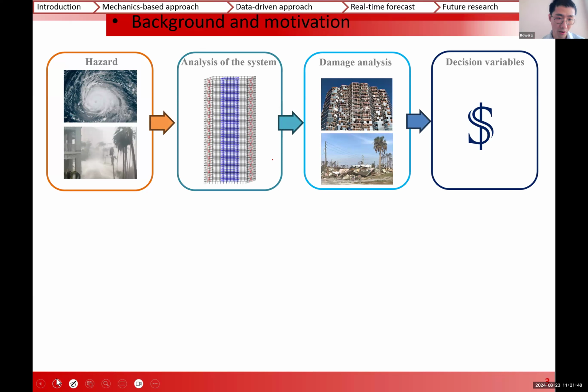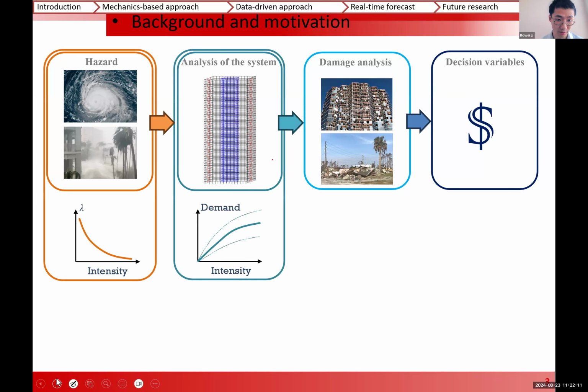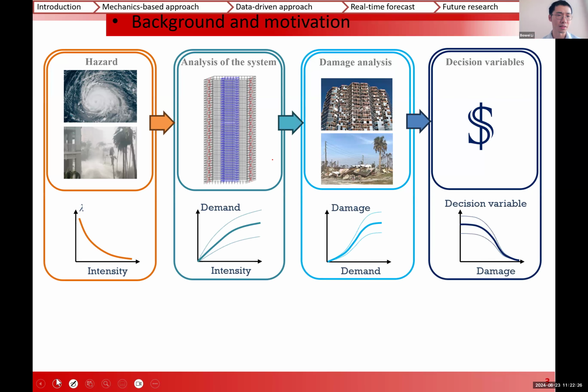But regarding the hazard, for example, we roughly know when, but we don't know exactly when the next hurricane will come, and we don't know how intense it will be. So there's uncertainty associated with the hazard. Also, we have a rough idea about the structural system, but there's still uncertainty because of imperfect knowledge of the system and because of inherent uncertainty as well. All of those uncertainties will propagate through this pipeline until the end, making this a highly complex probabilistic problem.